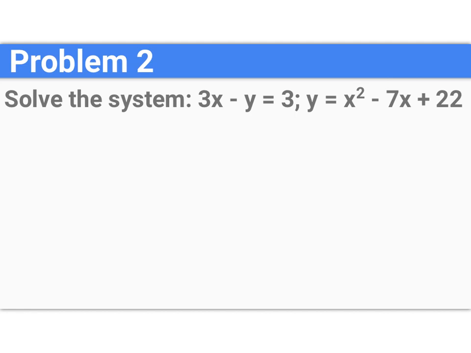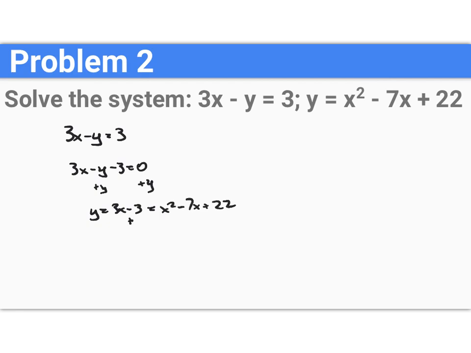Okay, so 3x minus y equals 3. We've got to do a little math here. If we move the 3, 3x minus y minus 3 equals 0. And then add the y to both sides. We get y equals 3x minus 3, equals x squared minus 7x plus 22. We're going to add 3 and subtract 3x, so minus 3x plus 3. And then we get x squared minus 10x plus 25 equals 0.